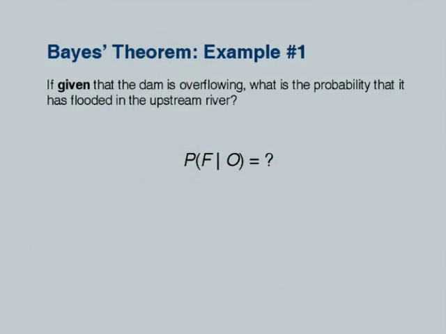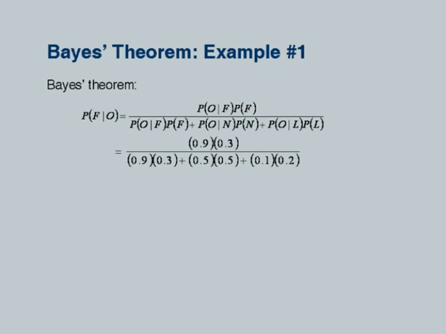Okay. So, the probability that we are trying to find out over here is the probability of F given O, the probability of flooding in the upstream river given it is overflowing in the dam. And we just simply apply the Bayes theorem, we know the formula. So, in the numerator we have the probability of O given F times the probability of F, and in the denominator we have the summation. Summation again comes from the total probability.